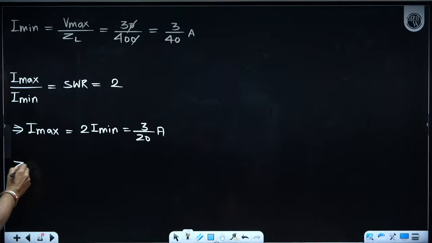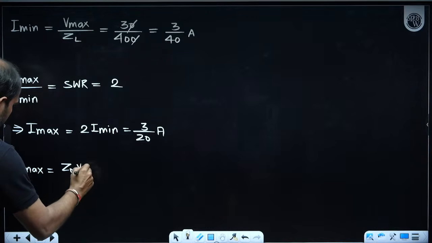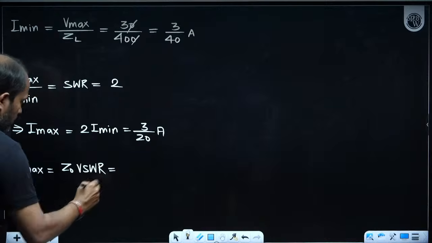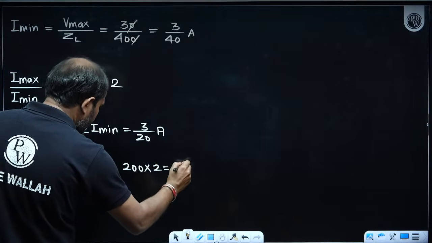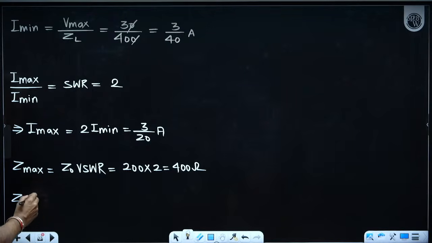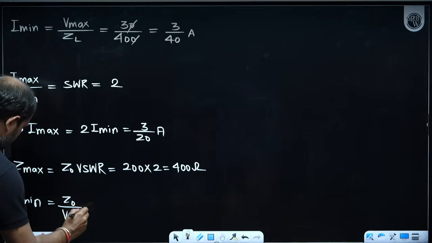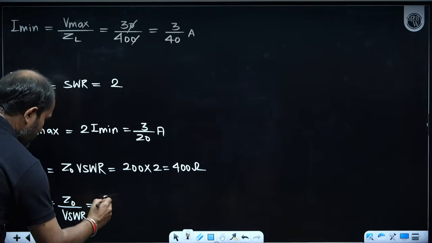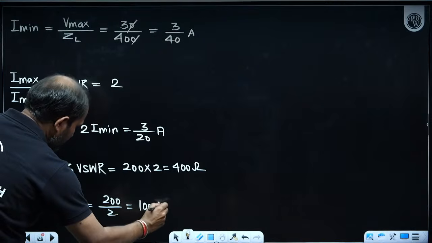Then you can calculate Zmax. Zmax is Z0 into VSWR. So 200 into 2, 400 ohm. And you can calculate Zmin. Zmin is Z0 upon VSWR. So it will be 200 by 2. It will be 100 ohm.